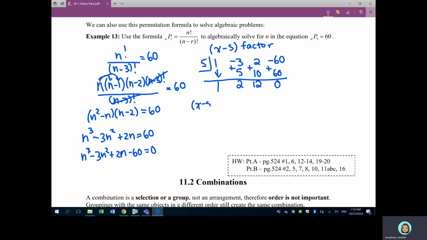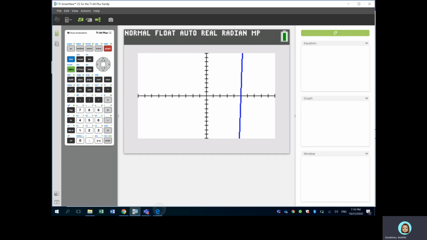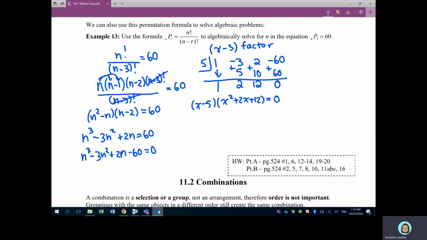So one of our factors is x minus 5. The other factor then would be x squared plus 2x plus 12. And this is still an equation, so I'm still going to write equals 0. Now, what we would do is go ahead and factor that quadratic. But we have a problem with this quadratic. If I try to look for two numbers that multiply to give me a positive 12 and add to give me a positive 2, no two such numbers exist that are real numbers or that are integers. So this right here is not factorable.